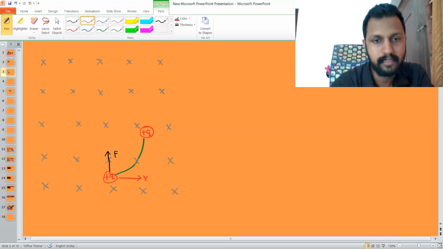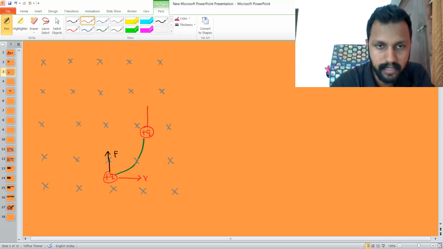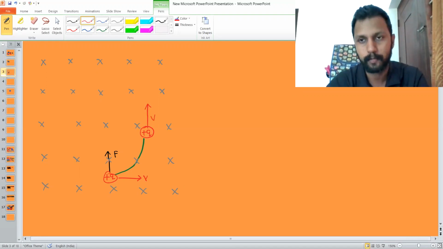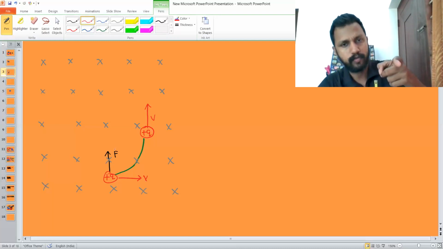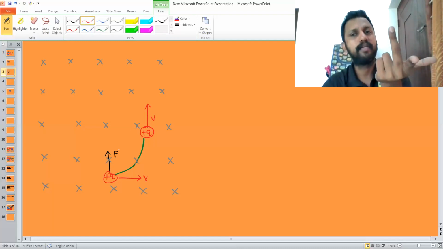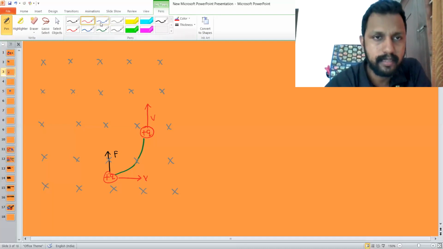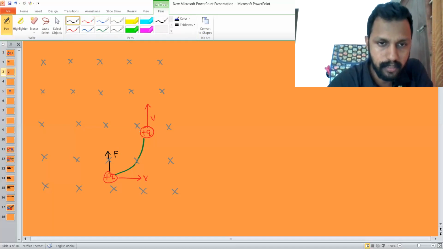Then at this particular instant, the charged particle will experience an instantaneous velocity which is tangential to the motion. That is, at this instant, the charged particle's velocity will be in this direction. Then we could use our Fleming's left hand rule, so that the forefinger denotes the direction of field, middle finger denotes the direction of current, and the thumb will represent the direction of force. That means we will get the direction of force in this direction.